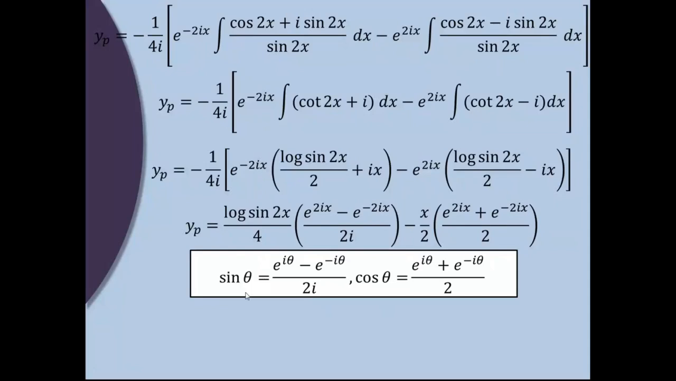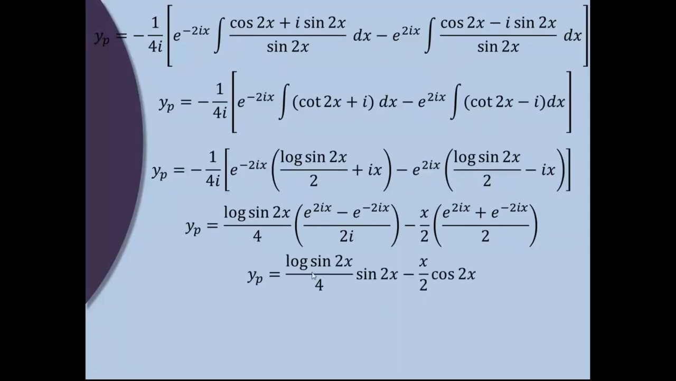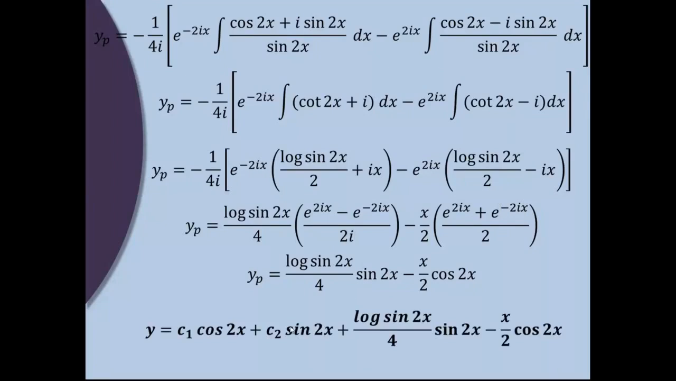So take the corresponding angle. So yp becomes log of sine 2x by 4 into sine 2x minus x by 2 into all this term, which is nothing but cos 2x. And just add yc and yp, that gives us y equals c1 cos 2x plus c2 sine 2x plus log of sine 2x by 4 into sine 2x minus x by 2 cos 2x. So by making proper use of formulas from the shortcut general method, we can get this y. Okay, this was the first method to find yp.